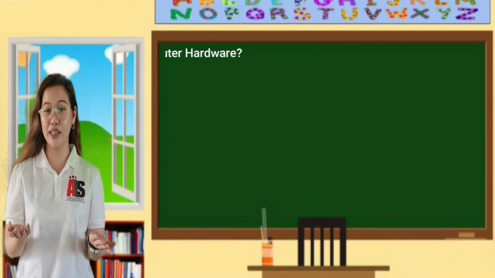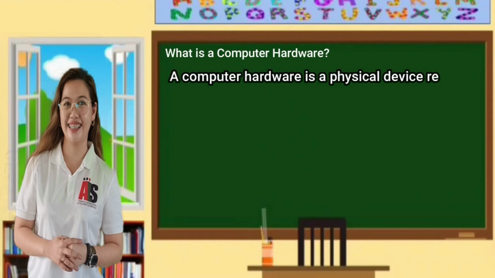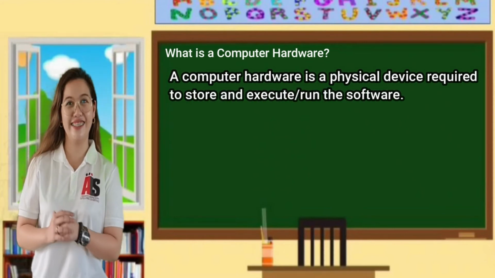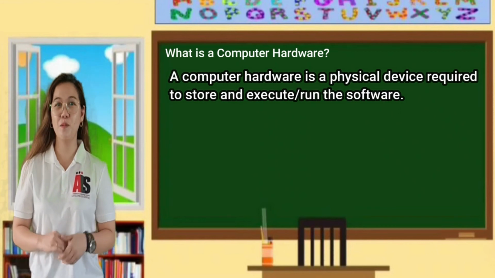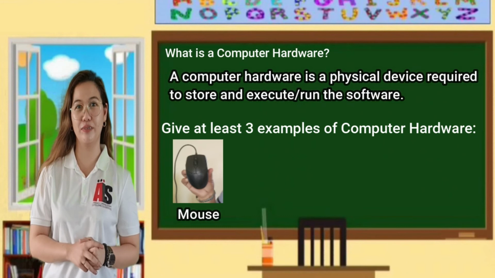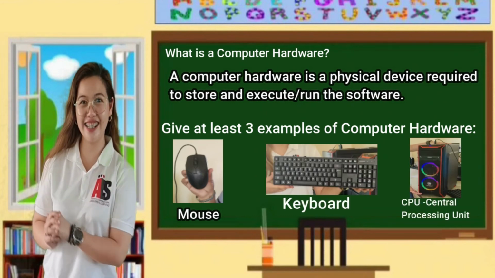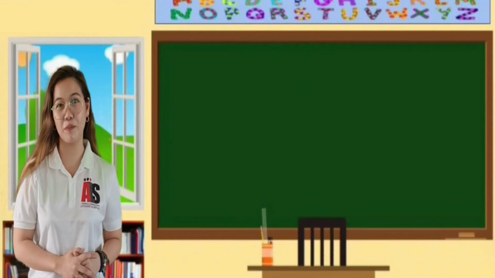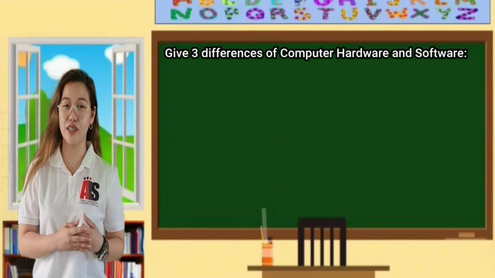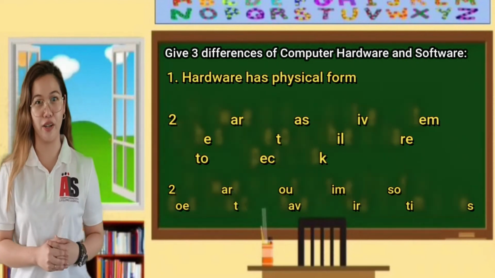Anyone who can answer what is computer hardware? Computer hardware is a physical device required to store and execute or run the software. Alright, good job. What are 3 examples of computer hardware? Mouse, keyboard, CPU. Very good. And lastly, anyone who can give me 3 differences between computer hardware and computer software?